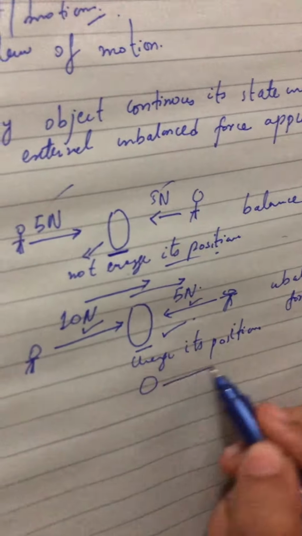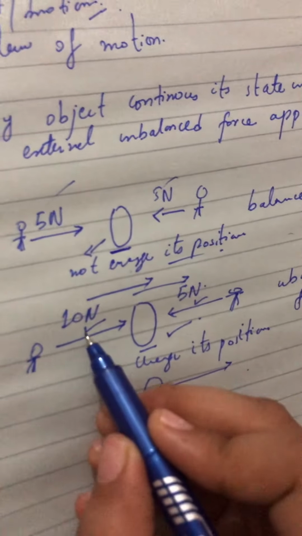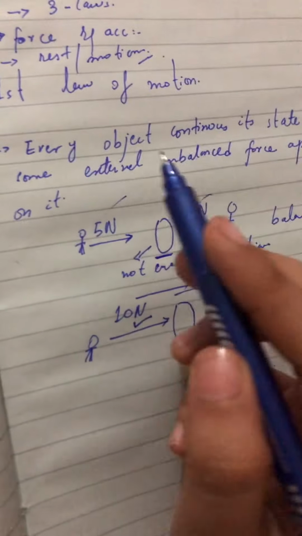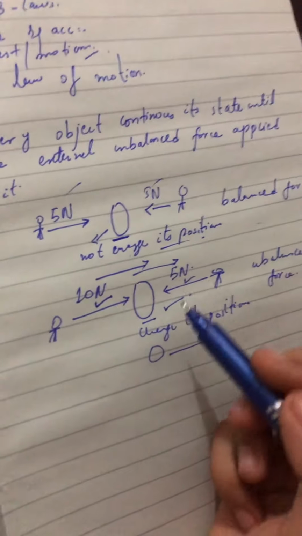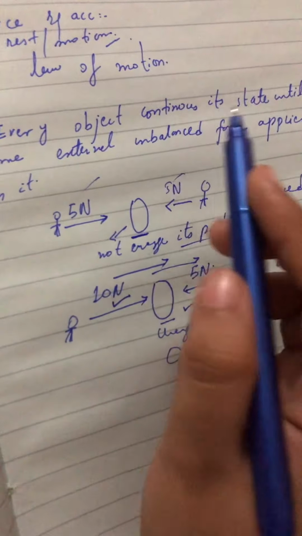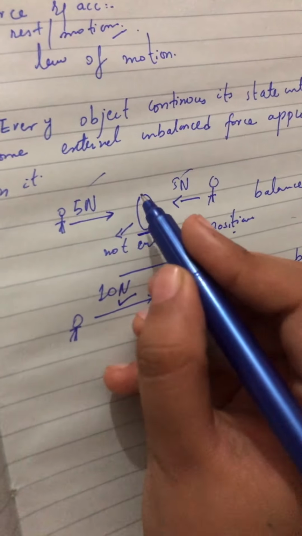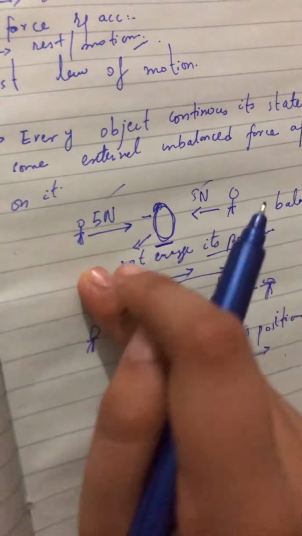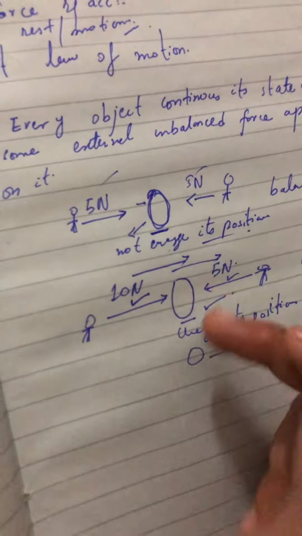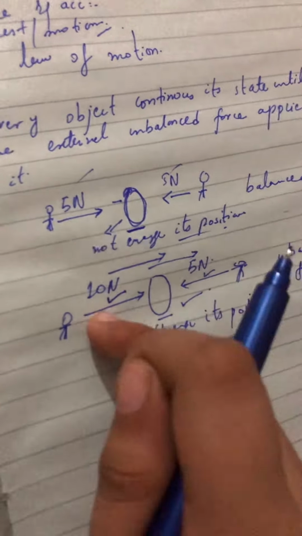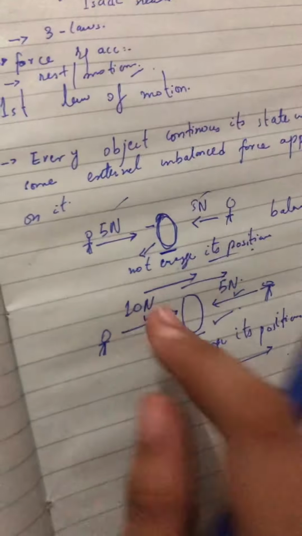It was here, then it will go there on that side because the force of 10 Newton is more than 5 Newton. So basically, every object continues its state until some external unbalanced force is applied. If the ball is in a rest state, it will continue its rest state until some external unbalanced force is applied on it. Here the unbalanced force was applied, so the ball changed its position from rest to motion. So this was the first law.